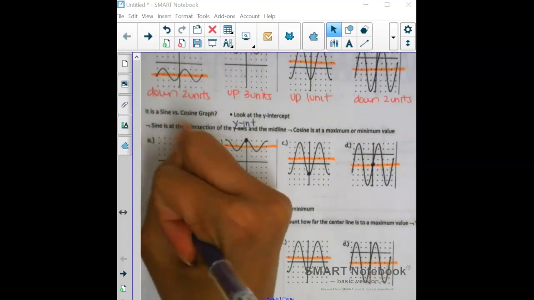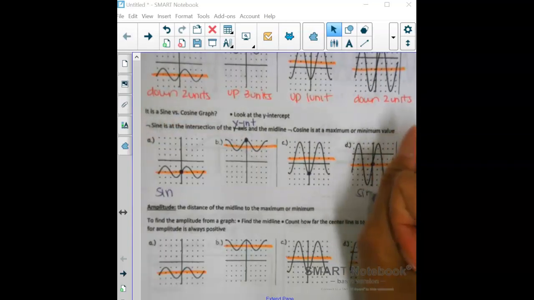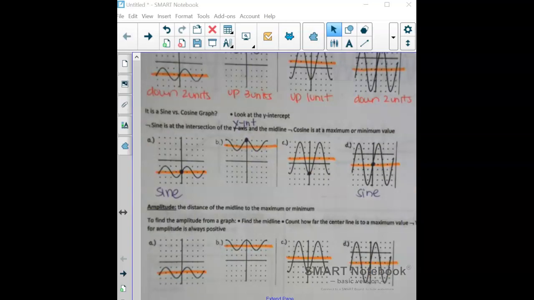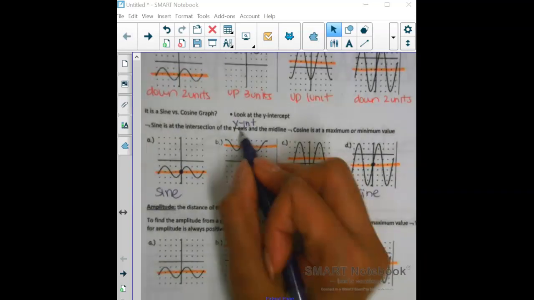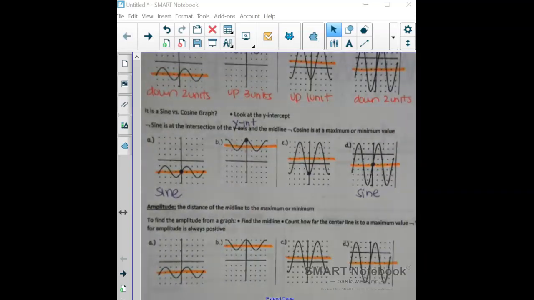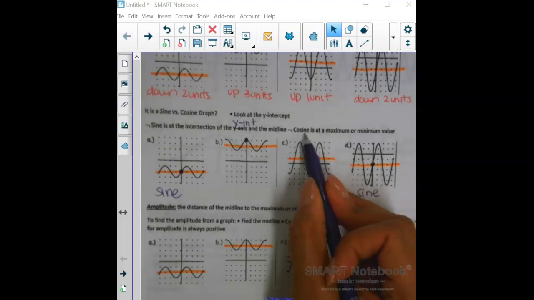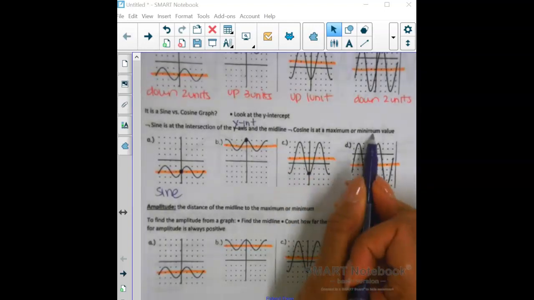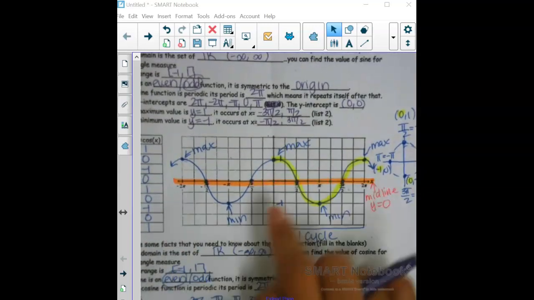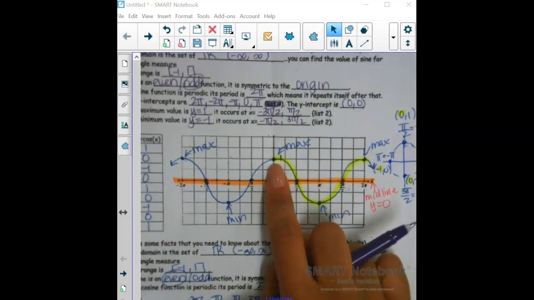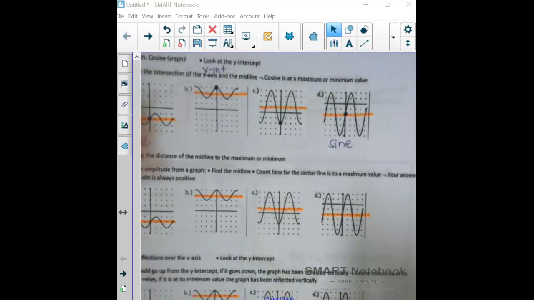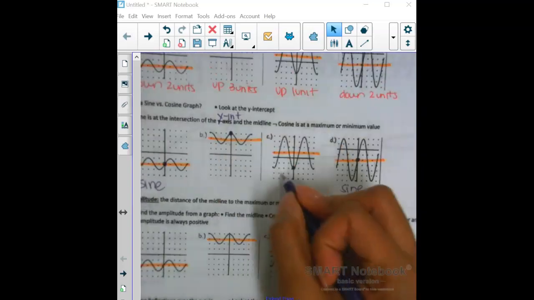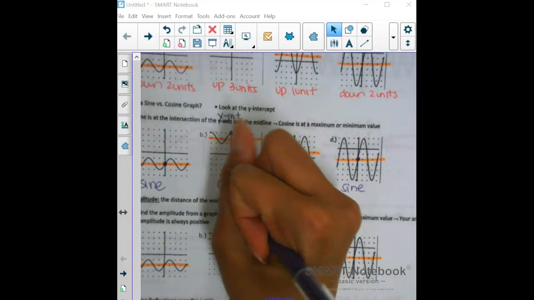So this is a sine graph. This is a sine graph. And I'll actually write the word sine. So it's just your y-intercept and the midline, which means that the other 2 have to be cosine. Cosine is at a maximum or a minimum. If you're like, wait, that didn't happen, it actually did. Here's your cosine graph from the first page. It started at a maximum. So that y-intercept was a max. So here's a maximum for this one. Here's a minimum. These are cosine.